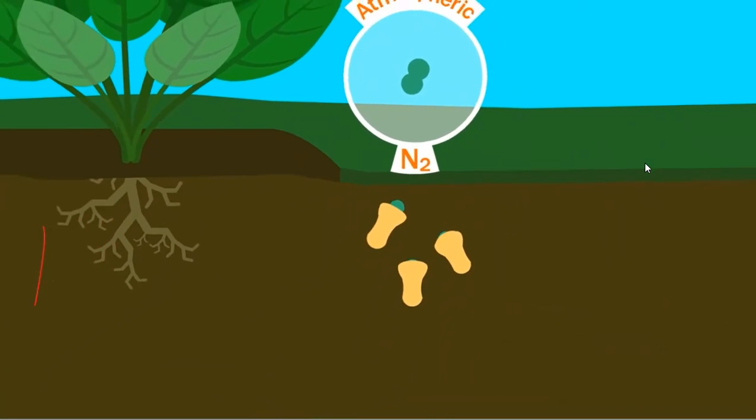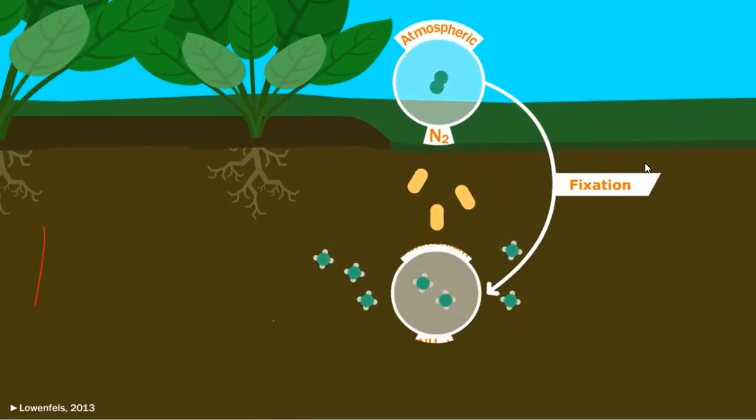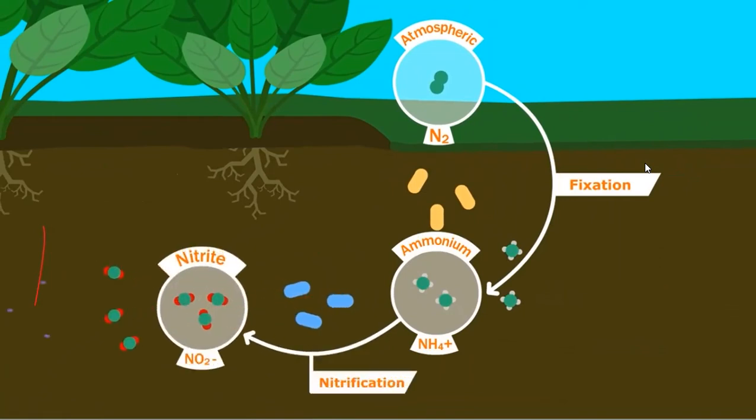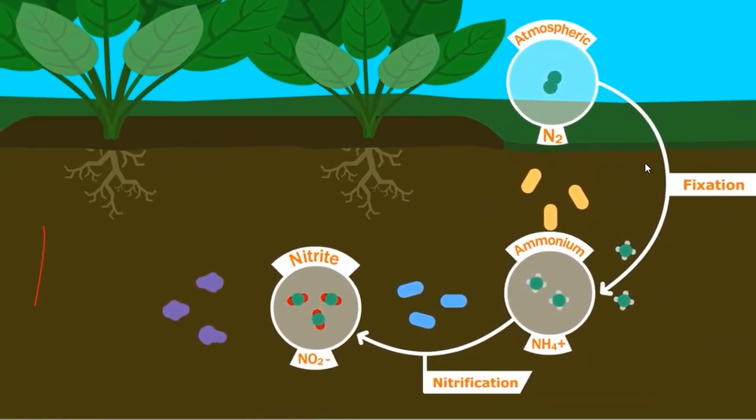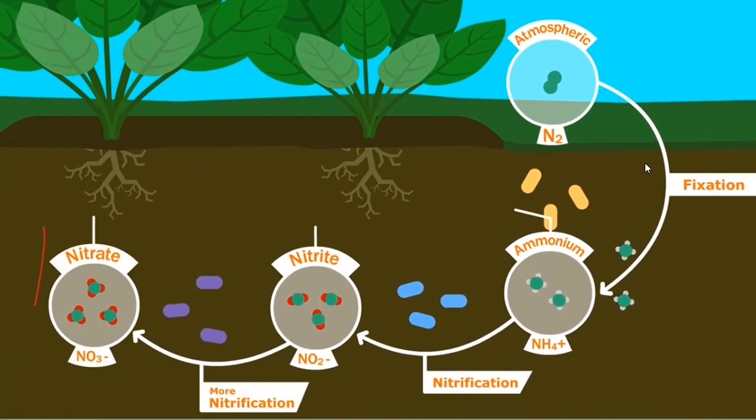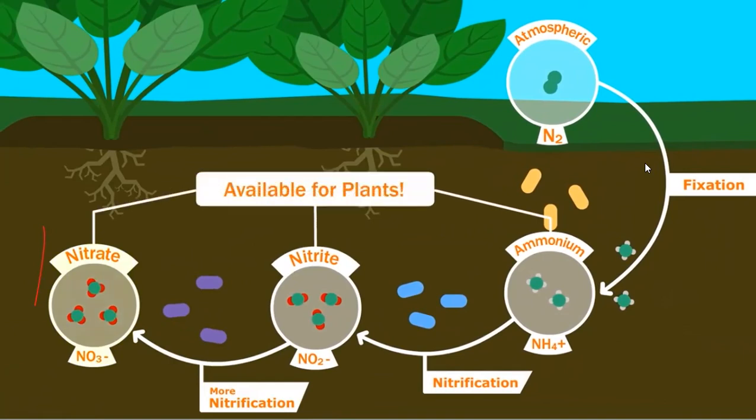Various species of bacteria eat atmospheric nitrogen and poop out ammonium. This gets eaten by other kinds of bacteria, which poop out nitrite, which gets eaten by yet another kind of bacteria, which poops out nitrate. All of these forms of nitrogen are available for plants, especially nitrate, which is the easiest for plants to use.